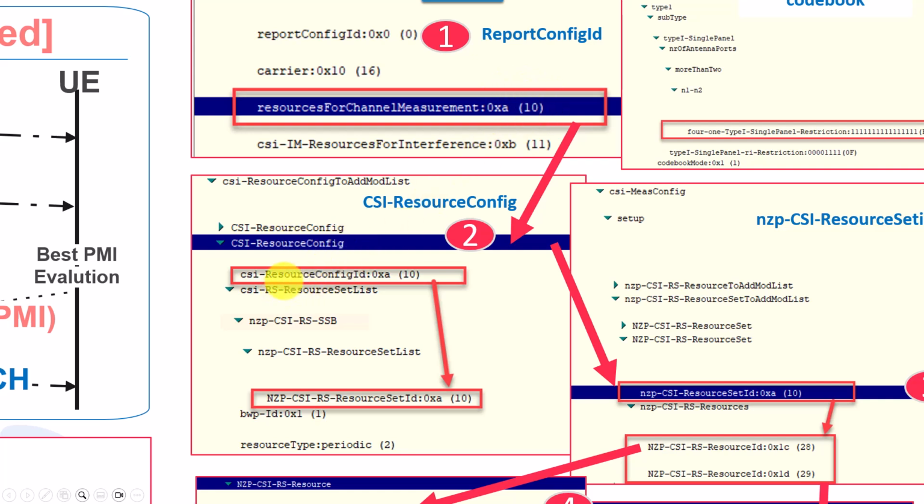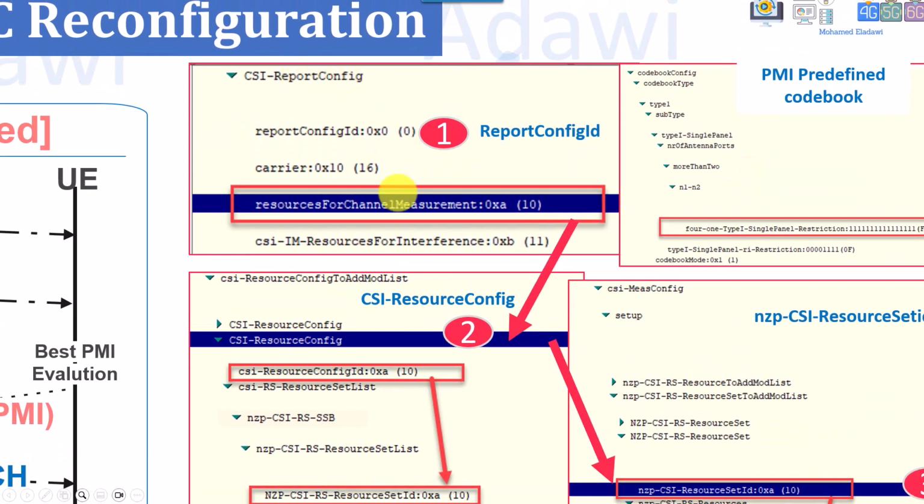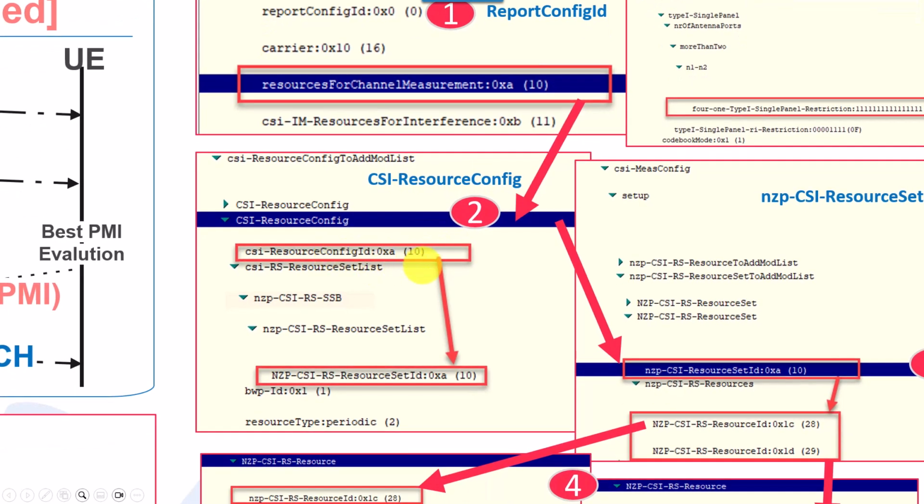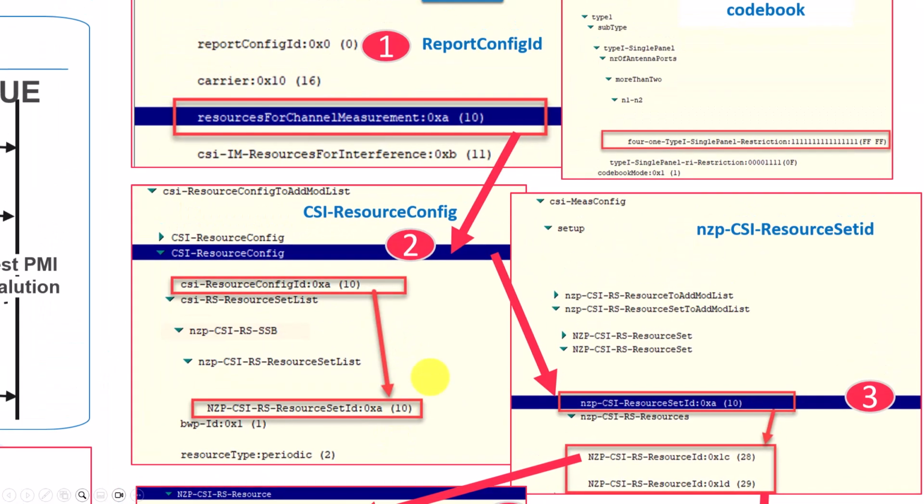So you'll find the CSI resource configuration ID here. This was the configuration ID 10, right? So this one is equivalent to 10. This is your configuration ID. Then you'll find that this one is equivalent, under the non-zero power CSI-RS SSB, to the non-zero power CSI resource ID, which is 10 here. So this is equivalent to non-zero power.